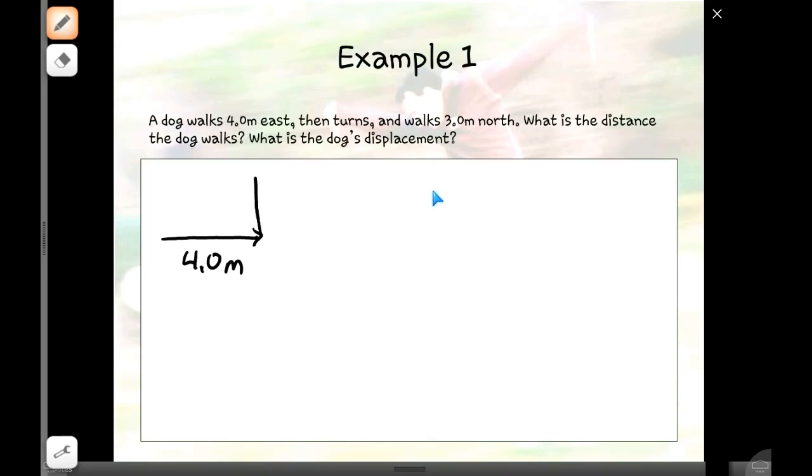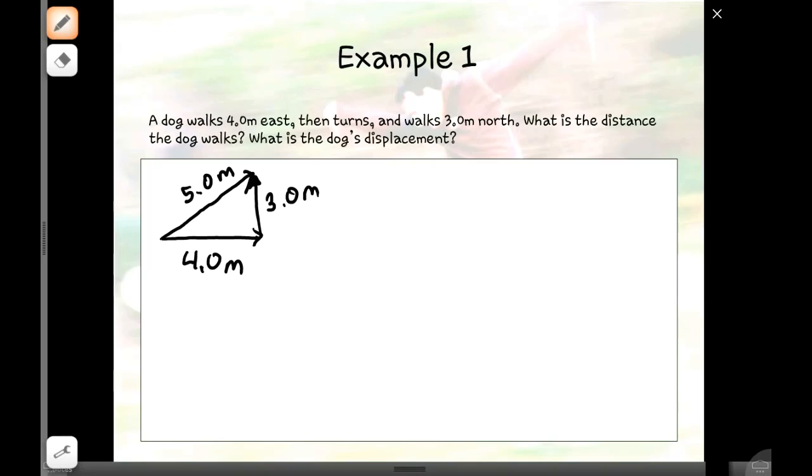Now I like using 4.0 and 3.0 because it makes a very nice triangle, and this is one of those special triangles that I could say is a 3, 4, 5 triangle. And it makes it very easy to calculate the hypotenuse. You will not see this in normal everyday life or normal everyday physics, but in this case it'll make the calculation so much easier. So what is the distance the dog walks?